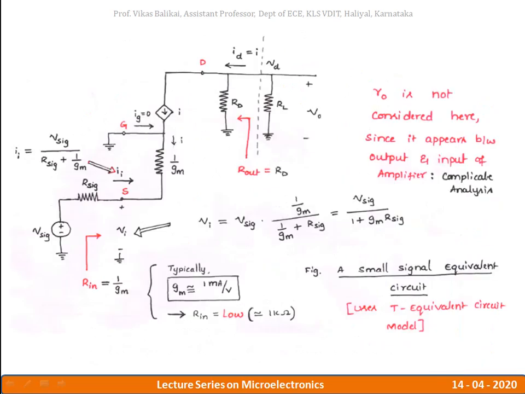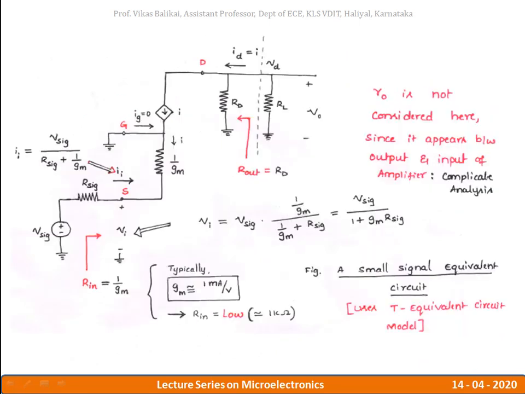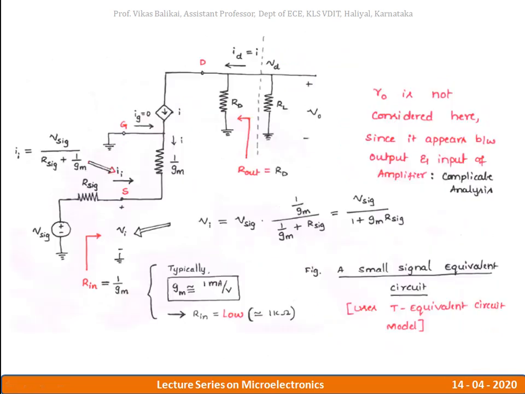As you can see, R sig and V sig are going to remain as they are, as can be seen over here. RD is also as it is, as can be seen here. RL is also remaining as it is. The only major difference that you can see is the MOSFET being replaced by its T equivalent circuit, as over here. Once I do this, analyzing this circuit in terms of its input resistance, output voltage, input voltage, and currents will become much easier.